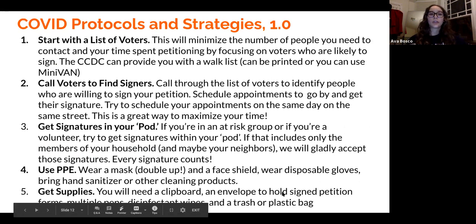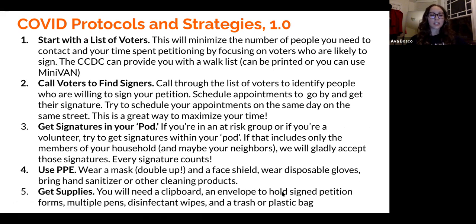I'm going to go through some COVID protocols and strategies that the PA Democratic Party provided to us. So a great one for both candidates and for volunteers is to start with a list of voters. This minimizes the number of people you get in contact with, and you'll be spending your time effectively by focusing on voters who are likely to sign. So the CCDC can provide you with a walk list. This can be printed, or you can use Minivan, which I will discuss in a few slides.